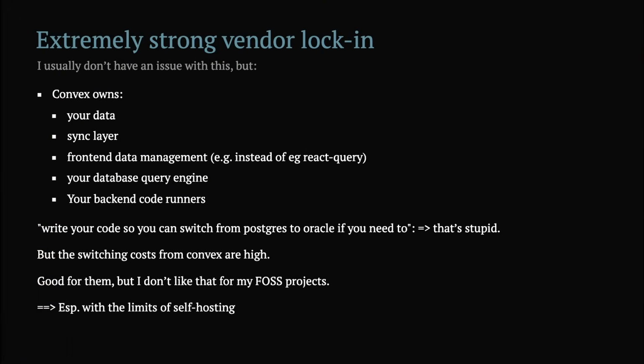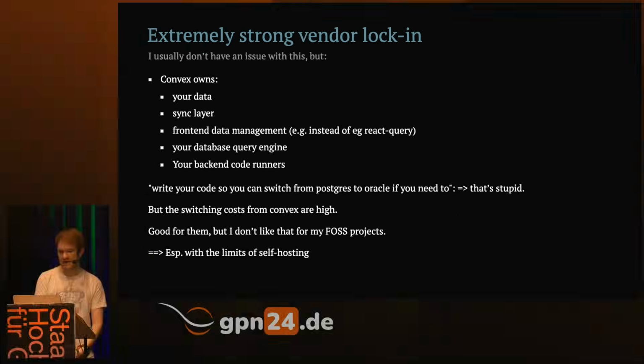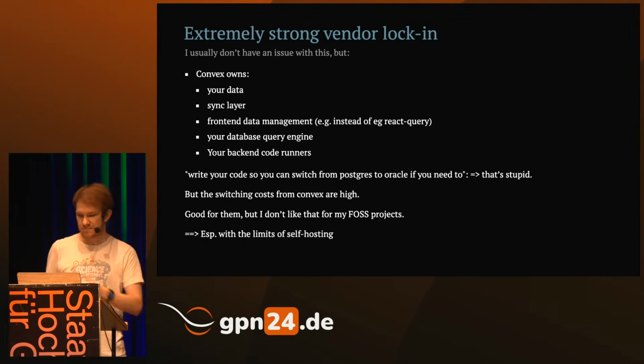There's also extremely strong vendor lock-in. Convex owns your data. They run the database engine. They run the sync layer that you're using. They run the front-end data management. Instead of, for example, something like React Query, they own your database query engine, and you run your backend app server code with them. So if you switch to Convex and then decide six months later, I don't like them, or they make the prices more expensive, then it is a big issue to move away from them.